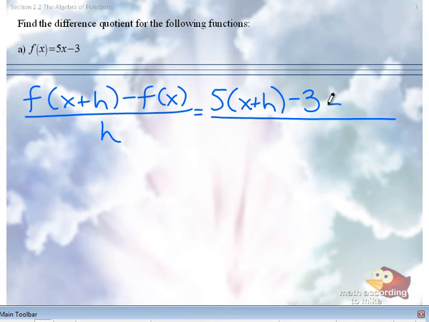Minus is this minus here. Minus the function itself. Well, the function is more than one term, so what should I put around it since it's following a subtraction? Parentheses. 5x minus 3, all over h.